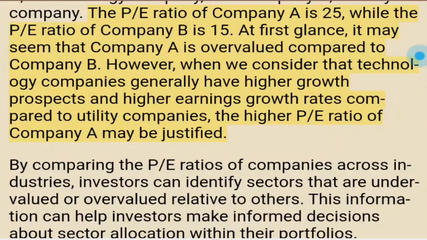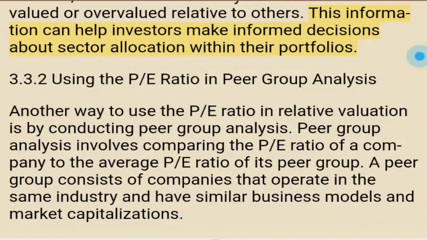The P/E ratio of Company A is 25, while the P/E ratio of Company B is 15. At first glance, it may seem that Company A is overvalued compared to Company B. However, when we consider that technology companies generally have higher growth prospects and higher earnings growth rates compared to utility companies, the higher P/E ratio of Company A may be justified. By comparing the P/E ratios of companies across industries, investors can identify sectors that are undervalued or overvalued relative to others. This information can help investors make informed decisions about sector allocation within their portfolios.